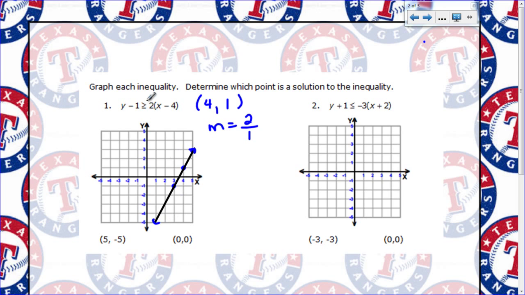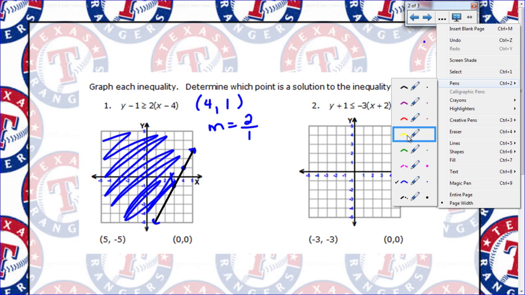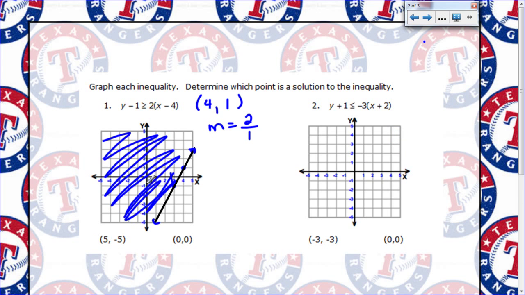And then I have to talk about which direction to shade. Well, greater than means I have to shade up. So if I start at any of these points that I graphed, up is this direction. So I have to shade everything on this side of my line. So there's my shading, and now I have to do my points. So this 5, negative 5 is way down here. That is not in the shaded region, so that one's not a solution.